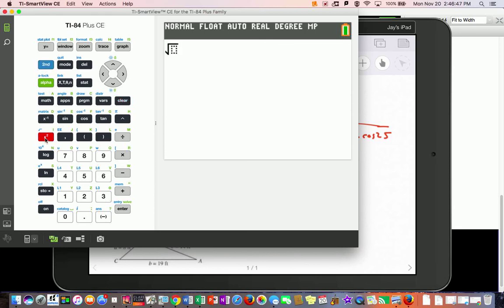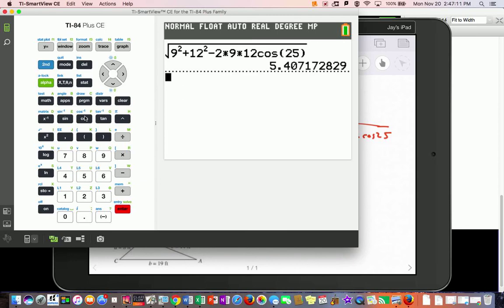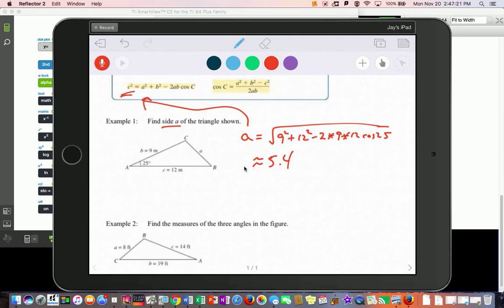Square root of 9 squared plus my 12 squared minus 2 times 9 times 12 cosine of 25. And I'm getting 5.4, so A is about 5.4. So that's how you find the side of a triangle.